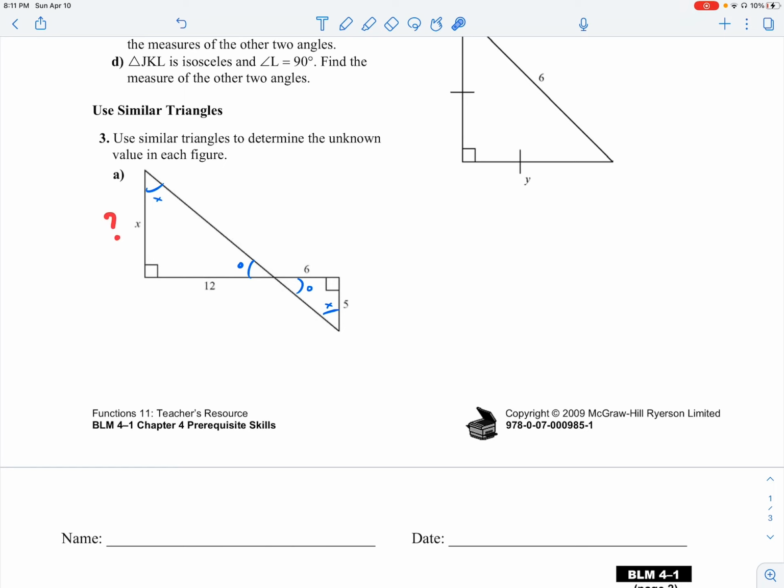So what's this side length? Well, it just needs to be this one times 2. Take the 5 and double it. Right? So I know that x must be 10. Because the triangle is twice the size as the other.